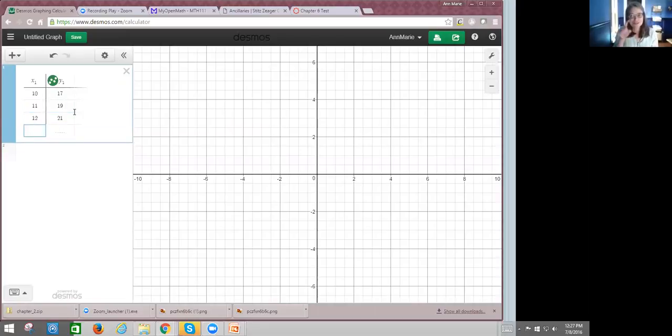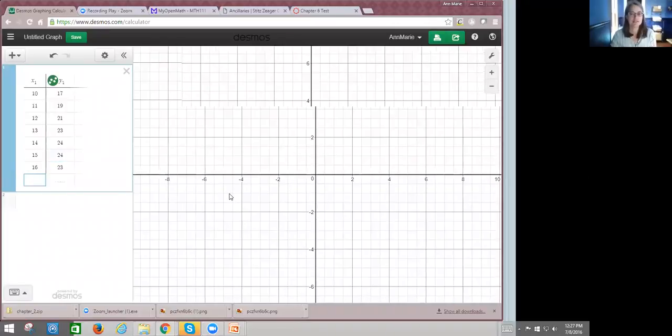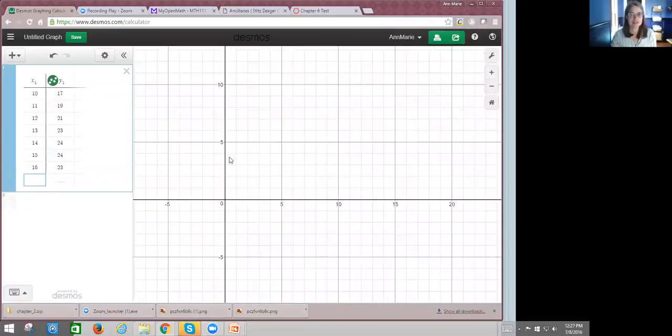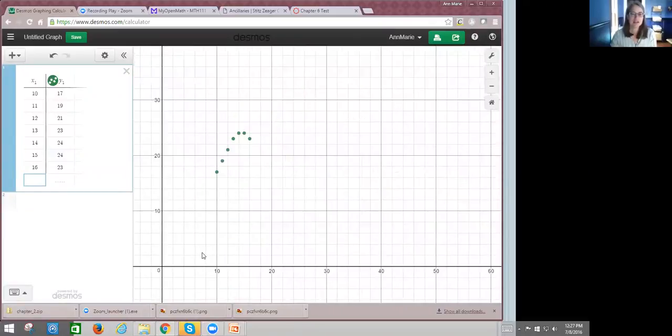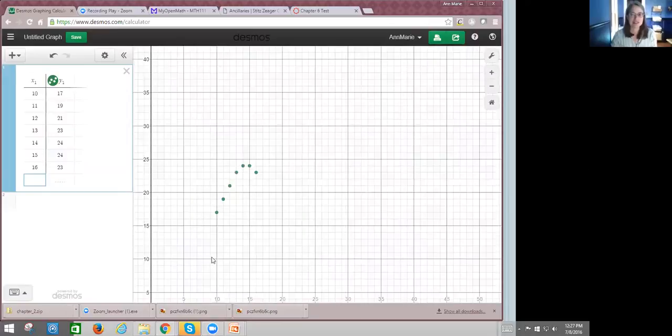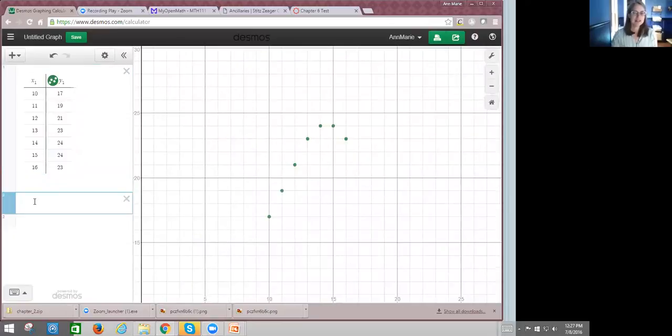Now, the next time point is 1 o'clock. But if I put in 1 o'clock, Desmos isn't going to know that I mean 1 in the afternoon. So I have to use military time. I'll use 13. This is like hours after midnight. 14 for 2 o'clock, 15 for 3 o'clock, 16 for 4 o'clock. And if I graph those, Desmos has graphed them for me, I just have to find them. There they are. Oh, that doesn't look very linear. I can see that that's not going to work.